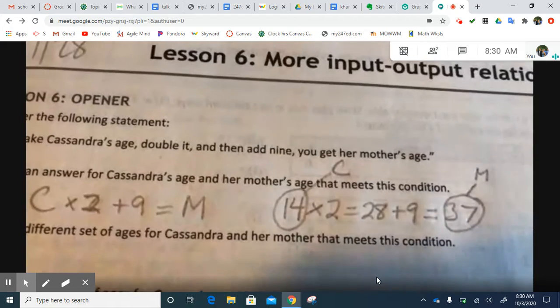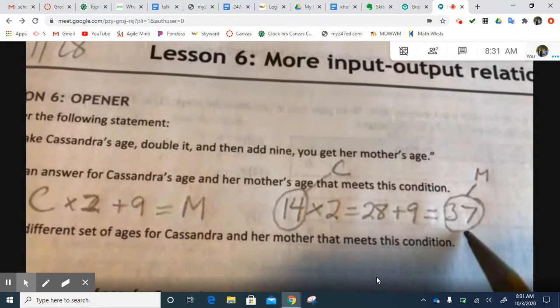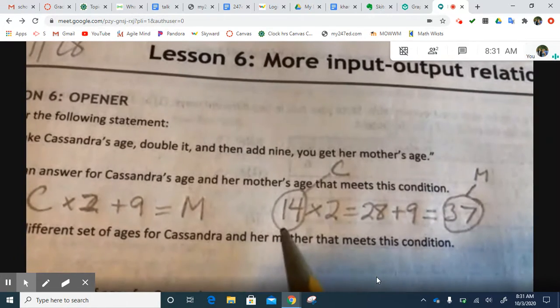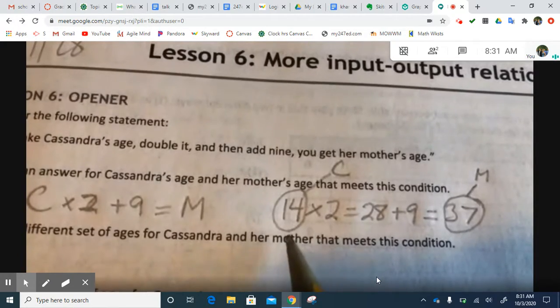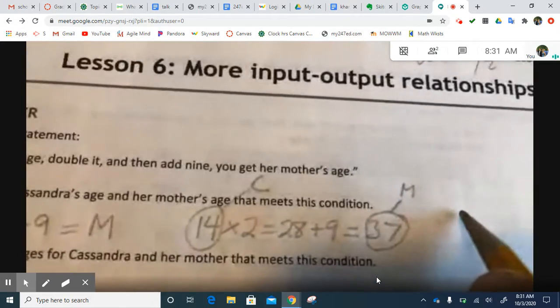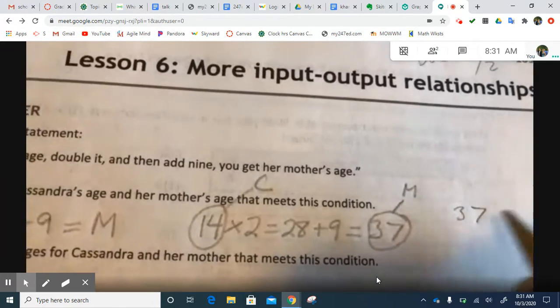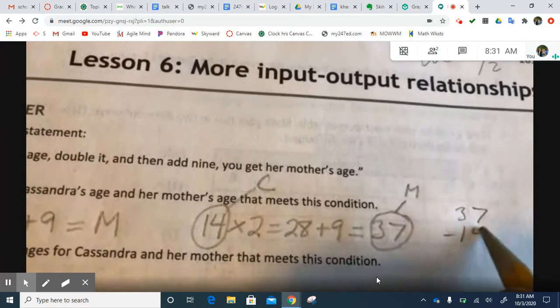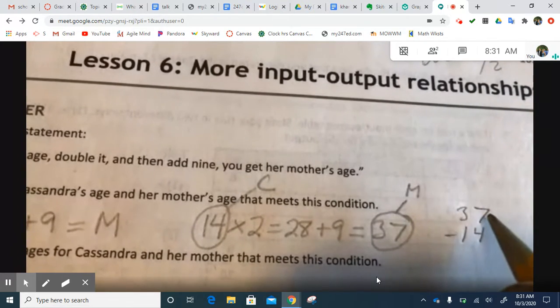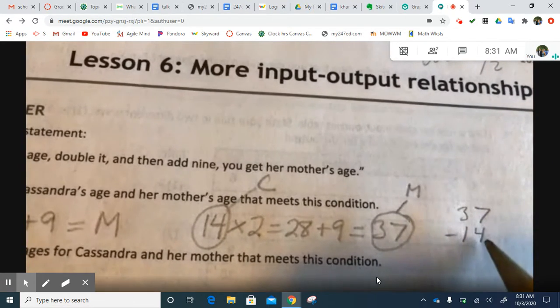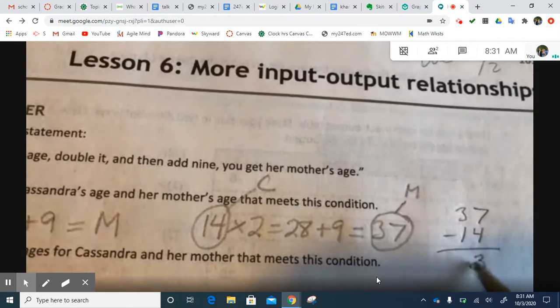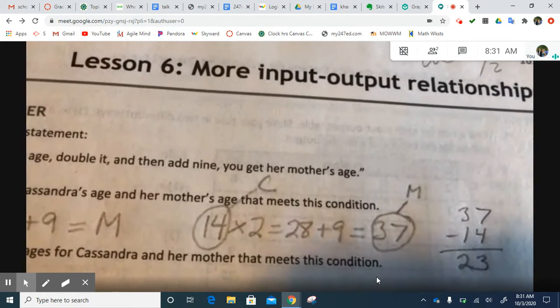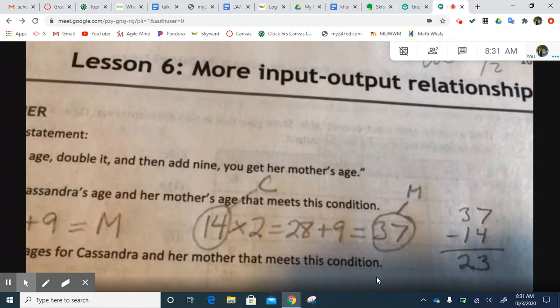Now, are these realistic numbers? Would it be okay for a 37-year-old to have a 14-year-old? Yeah. And you can tell because if you subtract 37 minus 14, because that means the 37-year-old had the baby 14 years ago, the mom would have been 23 when she had the baby, which is totally acceptable.